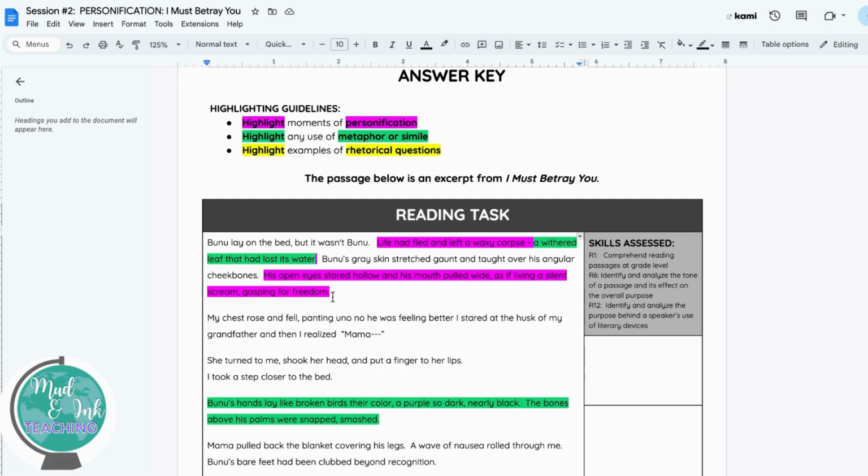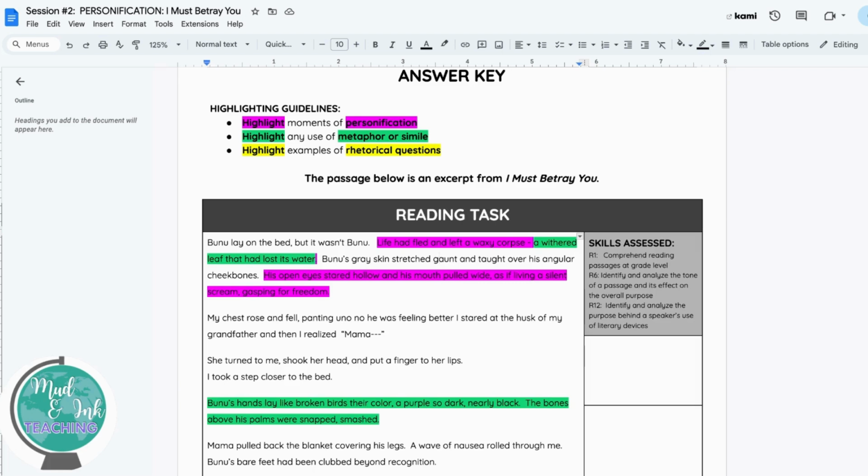So life has completely abandoned him, but the life that is remaining in this corpse is in total panic, fear, and helplessness. I mean, we could just stop here. And the personification is working in this way to help us understand what a complicated experience this is to witness Bunu's body here in the room at this time.